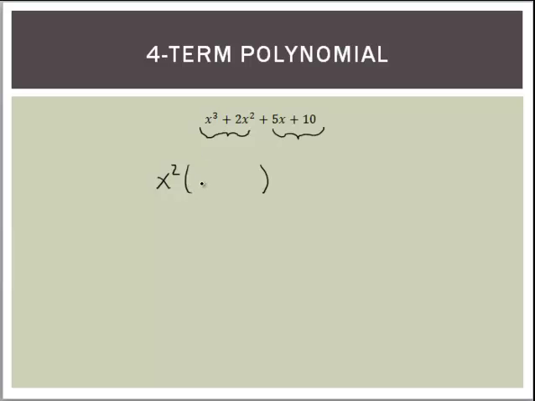You factor an x squared out of an x cubed and you get an x, and you factor it out of 2x squared and you get a 2. What do the last two have in common? They have a positive 5 in common, and if you factor out that positive 5, you end up with an x and a plus 2.